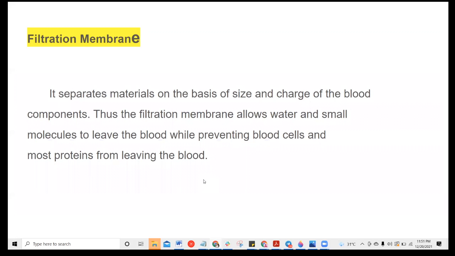So let's go ahead and tackle the filtration membrane. This one separates material on the basis of size and charge of the blood components. Thus, the filtration membrane allows water and small molecules to leave the blood while preventing blood cells and most proteins from leaving the blood.